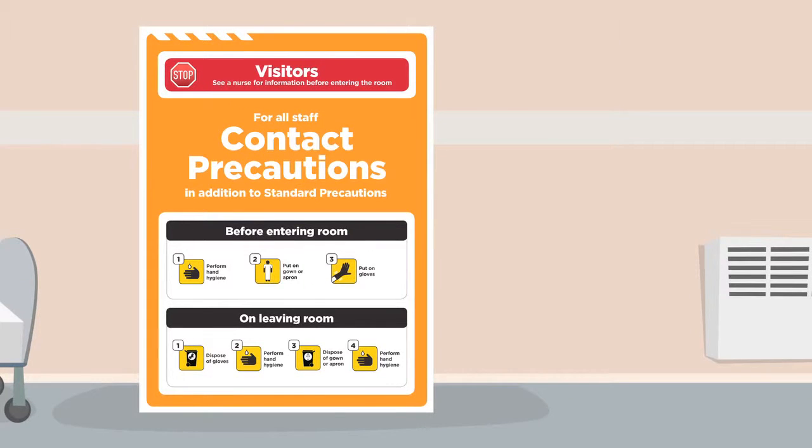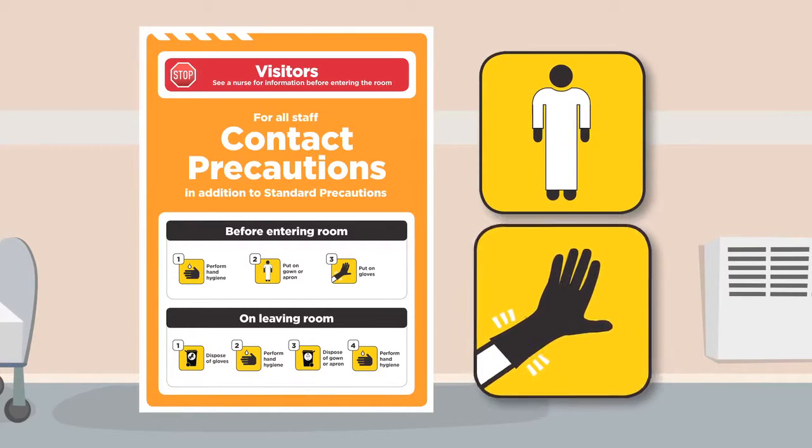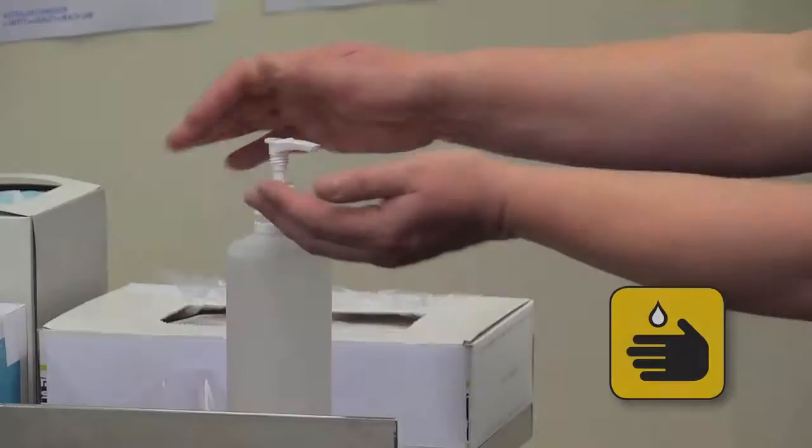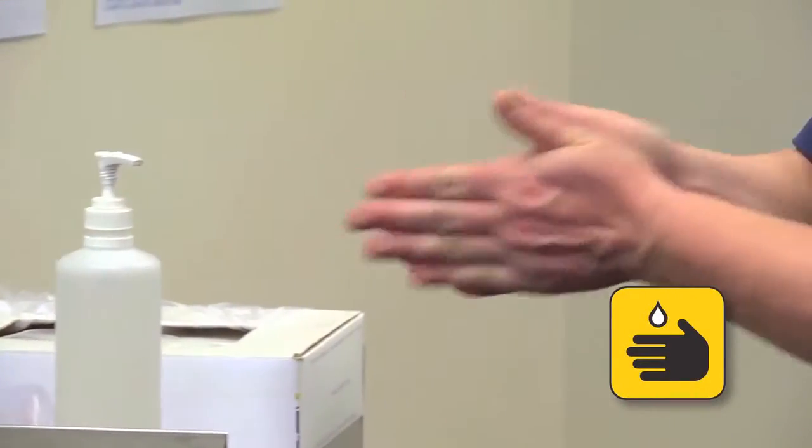For a person under contact precautions, you must wear a gown and gloves. You must put on your gown and gloves before you enter the patient's room. Perform hand hygiene.